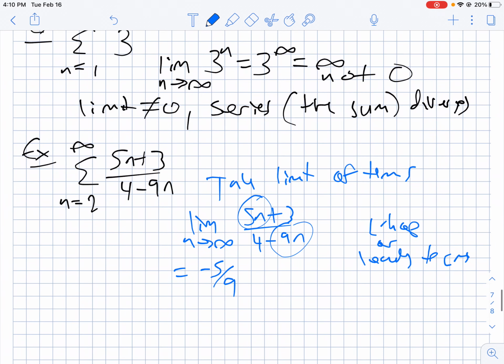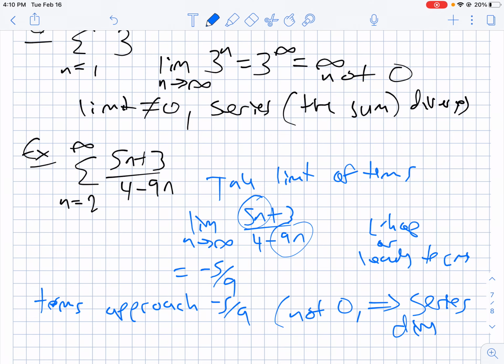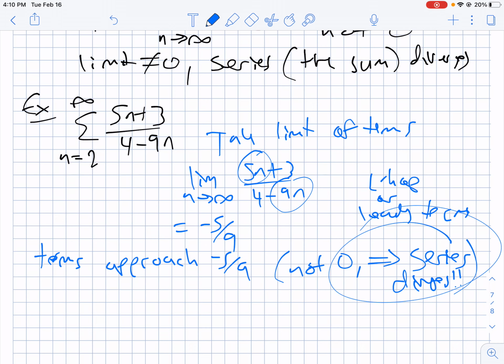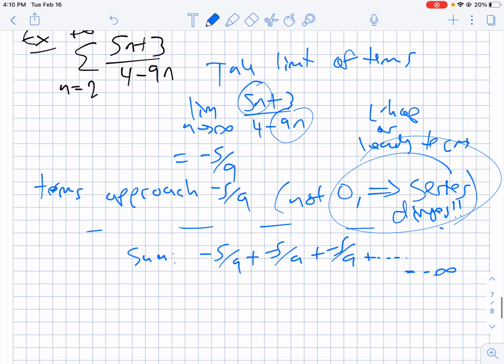Okay, so let's not get confused. What that means here is we just looked at the terms. That means that the terms approach negative 5/9. But negative 5/9 is not 0. So because that's not 0, that tells me that the series that we get from adding the terms together diverges. Which makes sense, because if the terms approach negative 5/9, you add negative 5/9 plus negative 5/9 plus negative 5/9. I think we can see that adding a bunch of those together is just going to go to negative infinity. You keep adding terms like negative 5/9 infinitely, and that's what happens.